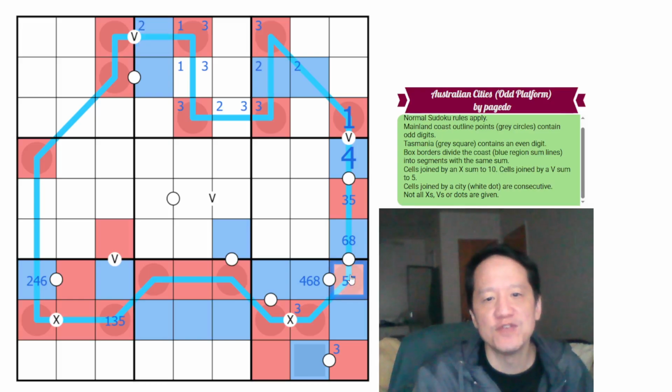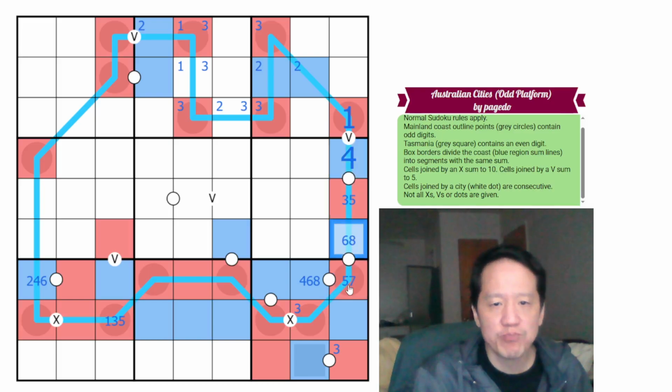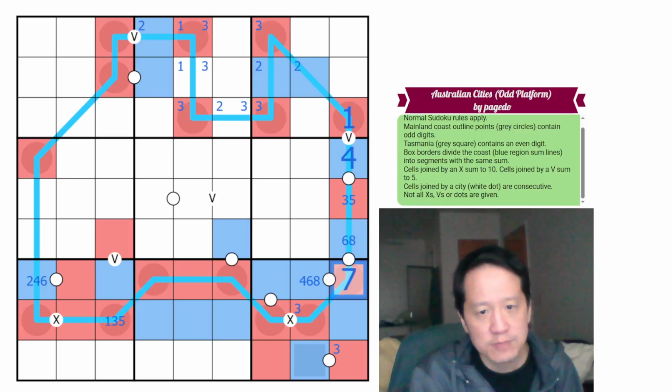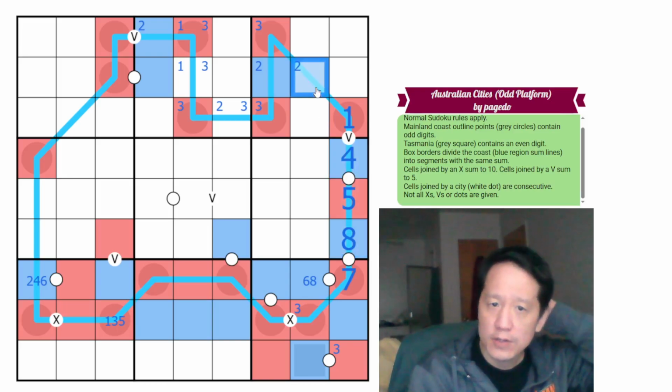Can this ever be 15 here? If this is 15, this has to be a 5. But then this forces this to be 4, 3, and 8 to add up to 15. And 8's not consecutive with 5. So this can never be 15. It has to be 17. So this is 17, which means this is 4, 5, and 8 to add up to 17. This is 17.